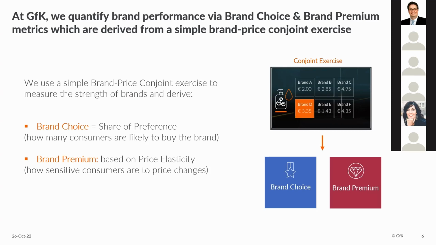From this exercise, we can derive our measures of overall brand performance. We have two measures that we're going to be looking at today. First, our brand choice measure, which is basically the conjoint share of preference. In other words, this measures how many consumers are likely to buy the brand. Then we also have a brand premium measure, which is based on the price elasticity. This measures how sensitive consumers are to price changes.